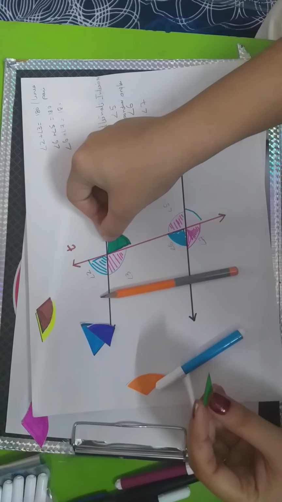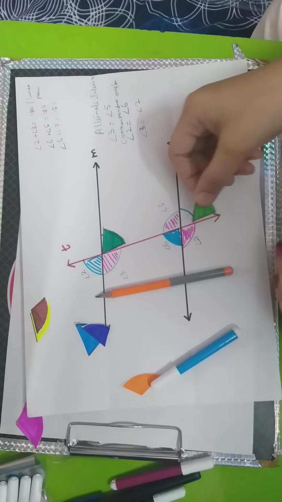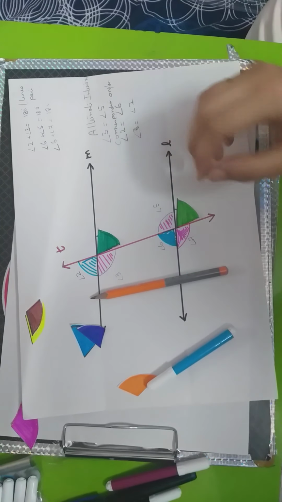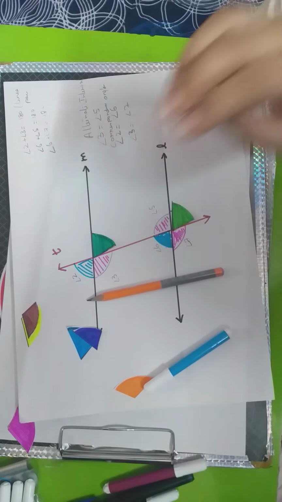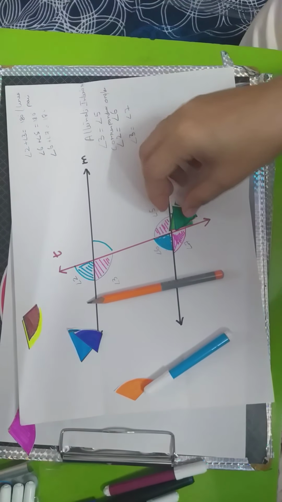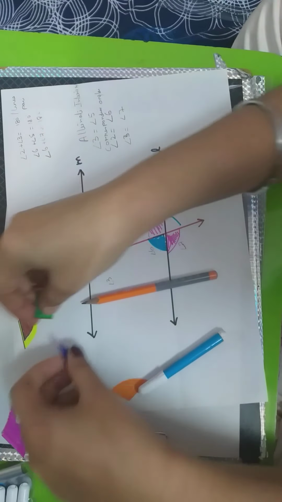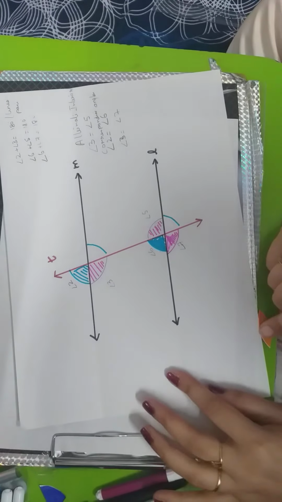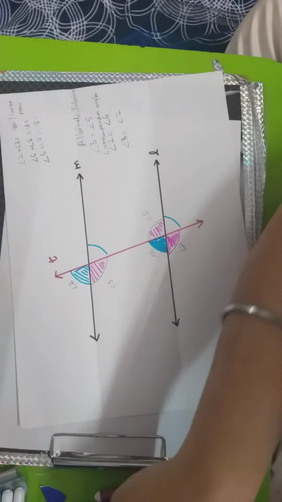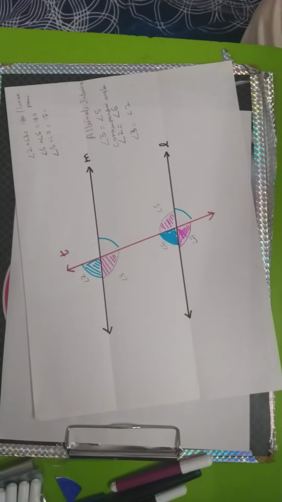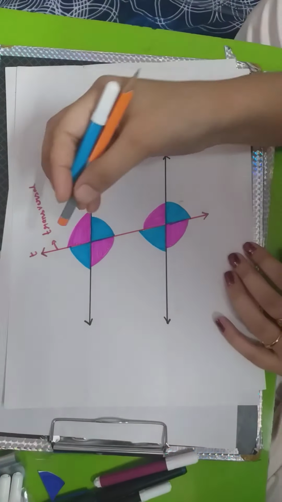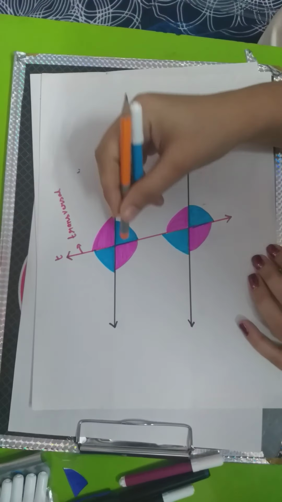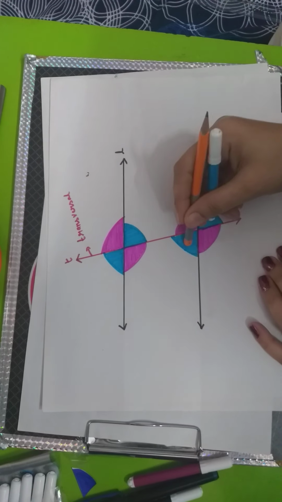You can see, they both are equal, so they both are corresponding angles. By this coloring, we will get to the conclusion. As I have shown, I will color the other parts also, and then I will get blue, blue, pink, pink, pink, pink, blue, blue.